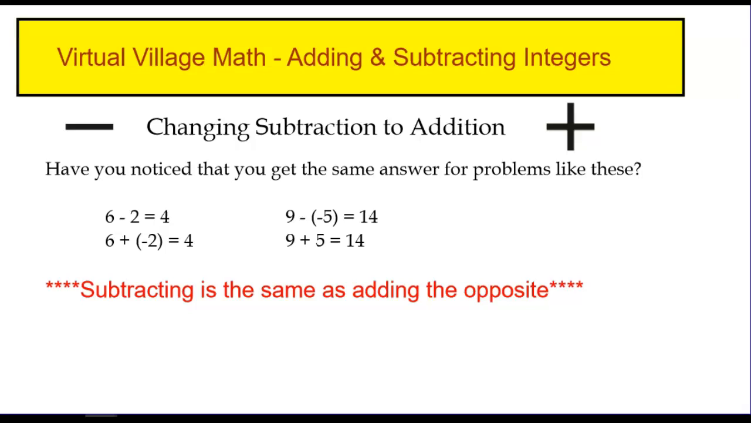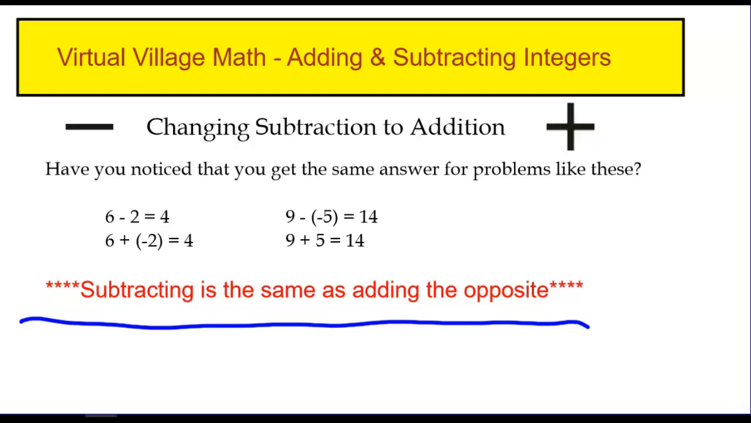Have you noticed that 6 minus 2 and 6 plus negative 2 get us the same result? They get us 4. And 9 minus negative 5 and 9 plus 5 both get us the same result of 14. Do you notice that when you subtract 2, it's the same as adding negative 2? And when you subtract a negative 5, it's the same as adding a positive 5. Subtracting is the same thing as adding the opposite number.